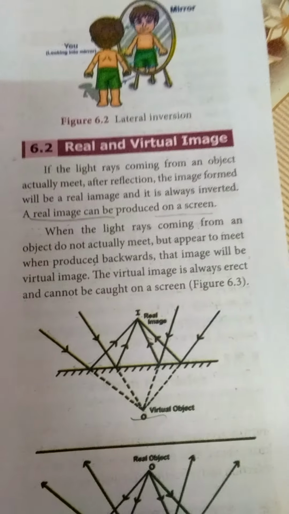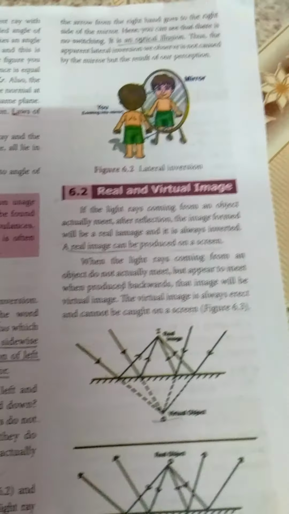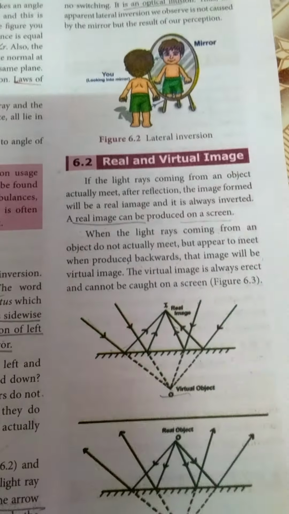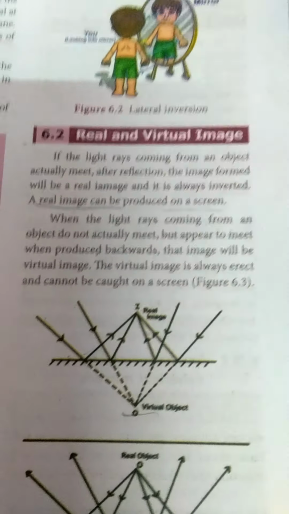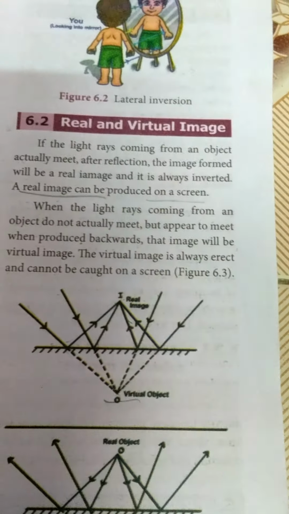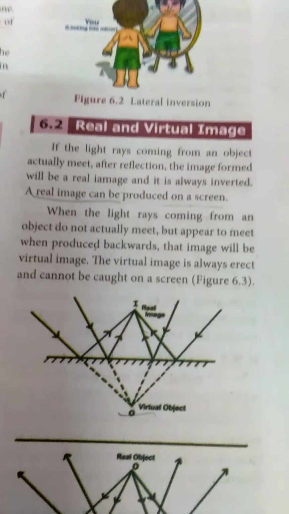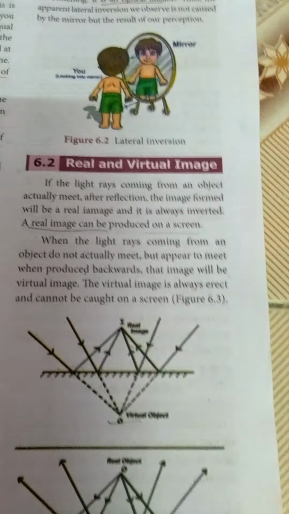Next one, real and inverted image. Real means the reflected rays show a real image. Sometimes that image is shown inverted. Some images are reflected as real images, and some other images are reflected as inverted images only. It depends on the mirror, on the reflecting surface only.